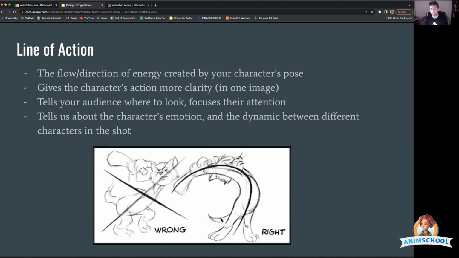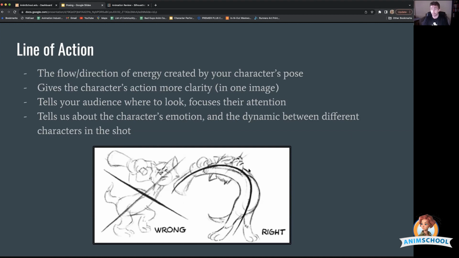And even details like the tail support this line of action. It's following that same curve. His head is oriented in the same direction as the line of action. So you get this nice clean line. And without even thinking about it, your brain is going to put together what he's about to do. Obviously, he's about to smack this paper down.